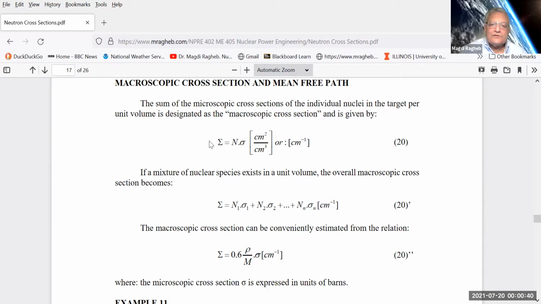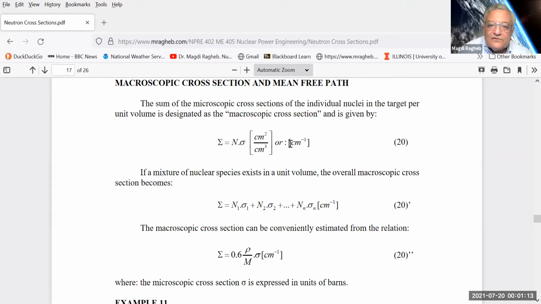So if you have a mixture of different species of material, you take the first material N1, multiply it into sigma 1, its microscopic cross-section, and you sum it over all the species, and that's what we call the total macroscopic cross-section. So the small sigma here is a microscopic cross-section, a property of one atom. When you multiply it by the number of atoms per centimeter cubed, it is macroscopic. Macroscopic is a summation of all of them over the nuclei.